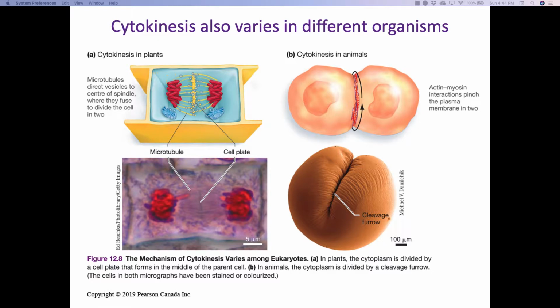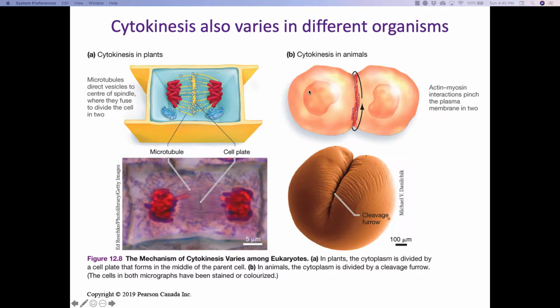Somewhere usually in late anaphase and into telophase, the actual cell will divide in two. In other words, cytokinesis occurs. How it happens varies again by cell type, and we'll just look at the differences between animals and plants.